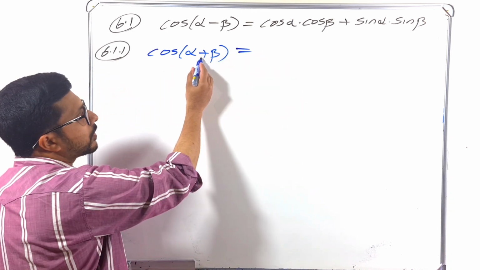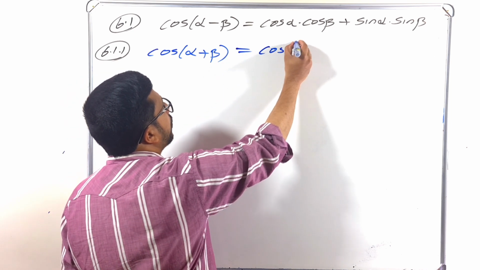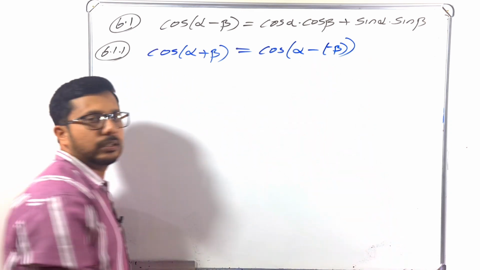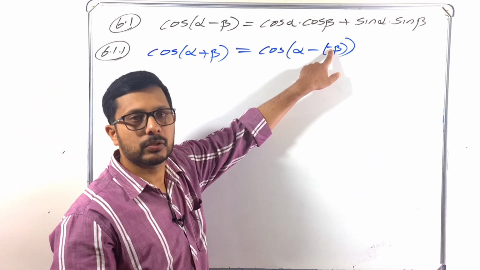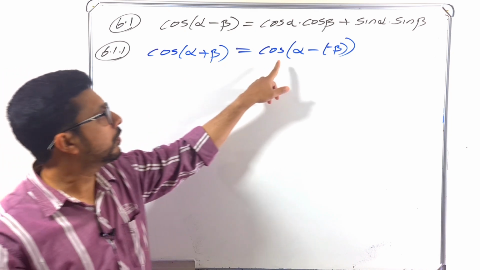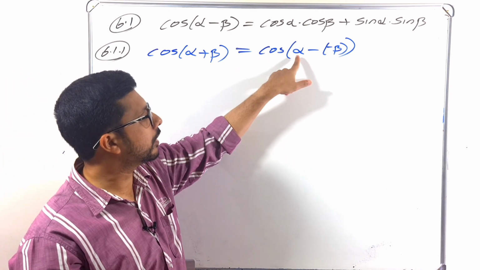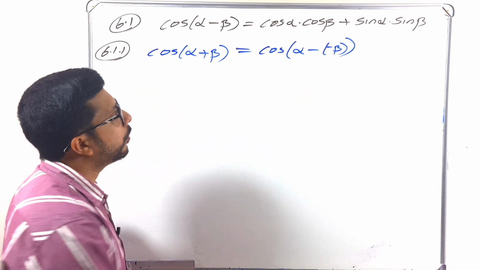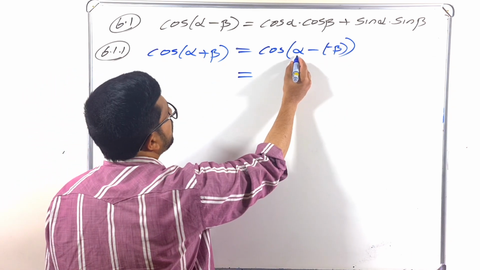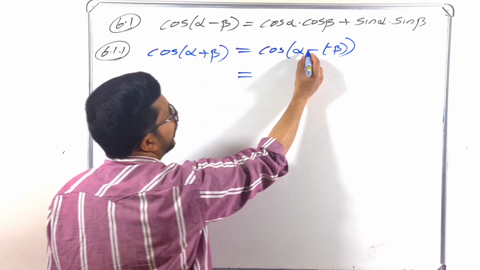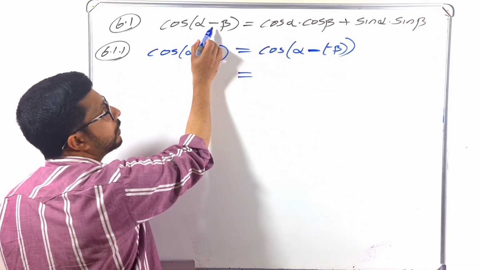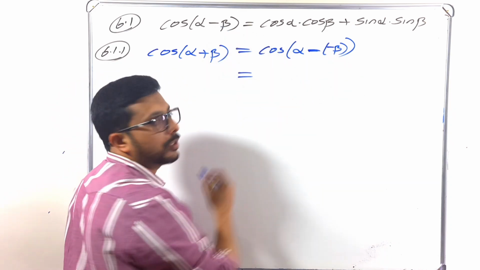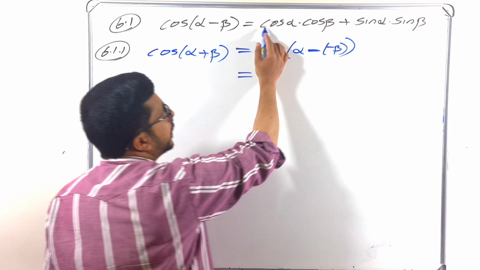Look at how I am going to write cos of alpha plus beta, as cos of alpha minus of minus beta. Is it not so? Minus into minus is going to be plus, so I didn't make any change. I wrote this plus as minus of minus beta. Now this is cos of alpha minus, and the only difference is that here it is minus beta. So we can expand like this.